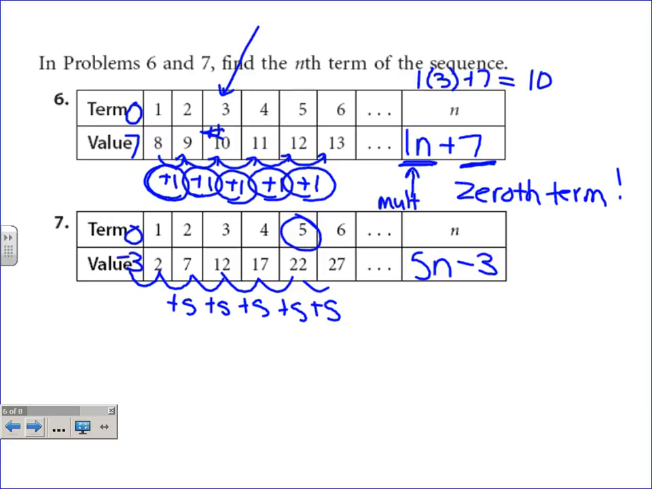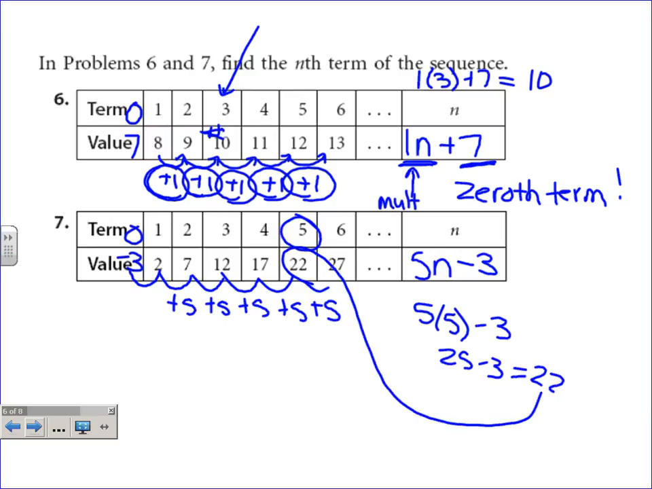And if we were to test this, let me just pick this guy right here. I would say that's 5 times 5 minus 3. That's 25 minus 3. That equals 22. Is that what it says right here? It does. Okay. So you're actually writing a formula based on this. You would always multiply by whatever's down here, and you always add whatever's the zero first.